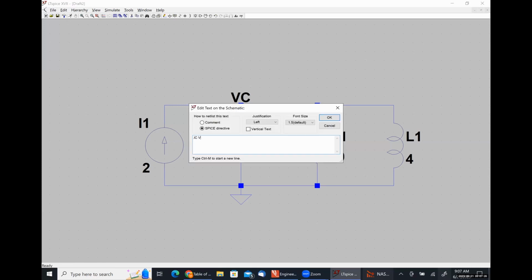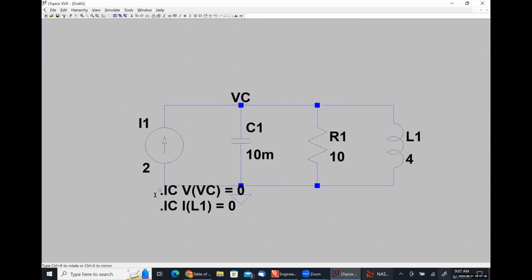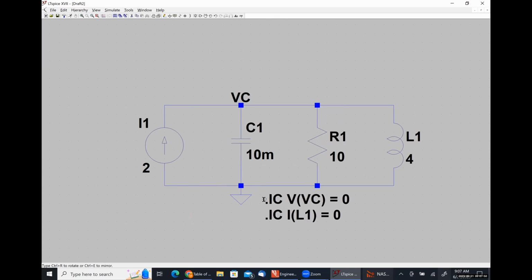.ic, the voltage at node VC should be equal to 0 volts at t equals 0 minus. Control M to give me a new line. .ic, the current of the inductor, so that's L1, was 0 amps at t equals 0 minus. Let's put this over here. And then I'm going to do a transient analysis.